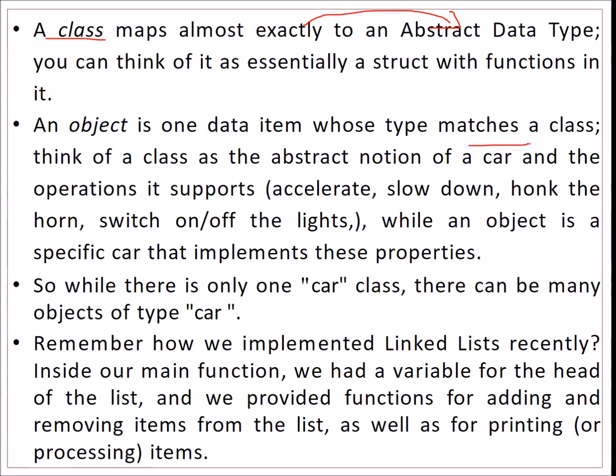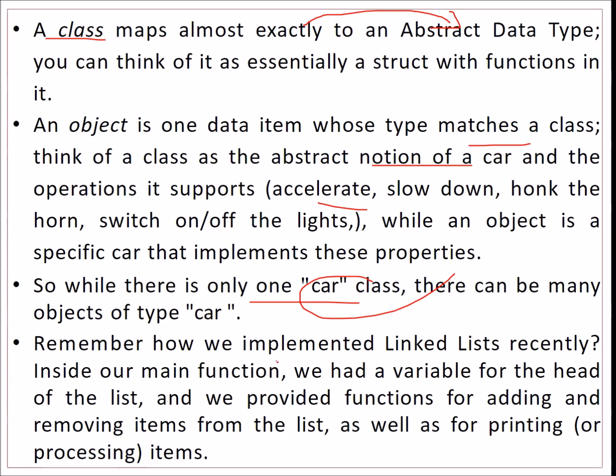Think of a class as the abstract notion of a car. And what can a car support? A car can accelerate, slow down, honk the horn, switch the lights on and off, etc. While an object is a specific car that implements these properties. A class has all this stuff, and who implements it? A car, which is an object type. So while there is only one car class, there can be a number of objects.